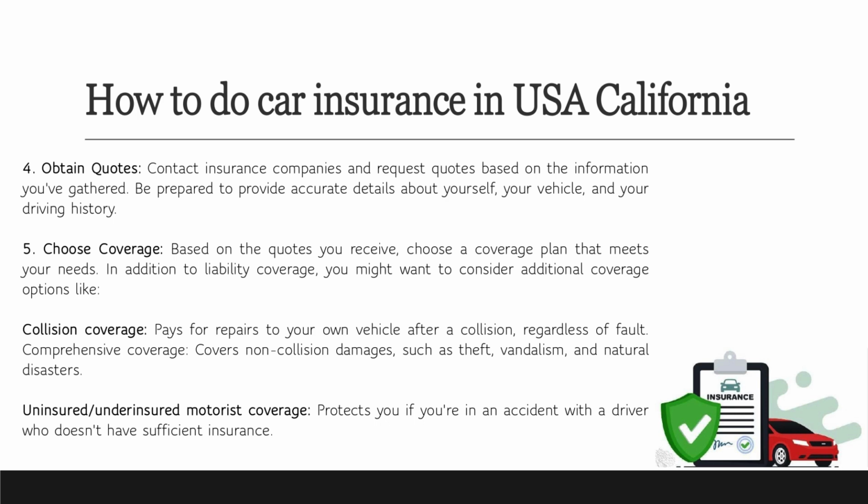BI covers injuries to others in an accident you're at fault for, while PD covers damage to others' property. Uninsured, underinsured motorist coverage. Although not mandatory, it's a good idea to have this coverage. It protects you if you're in an accident with a driver who doesn't have insurance or has insufficient coverage. Collision coverage. This covers damage to your vehicle in case of a collision, regardless of who's at fault. Comprehensive coverage. This covers non-collision damages, such as theft, vandalism, natural disasters, and more.